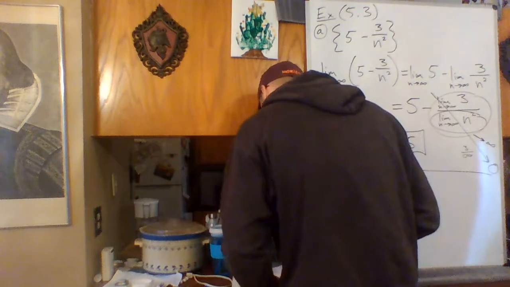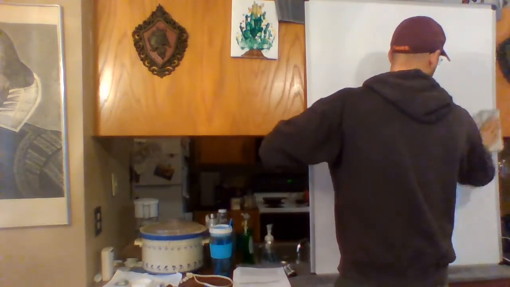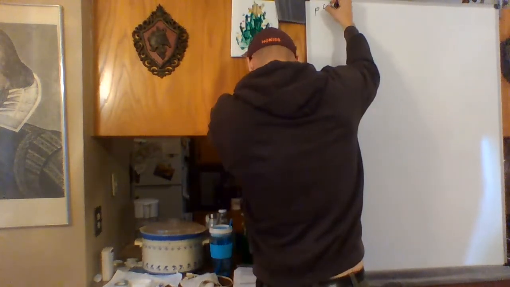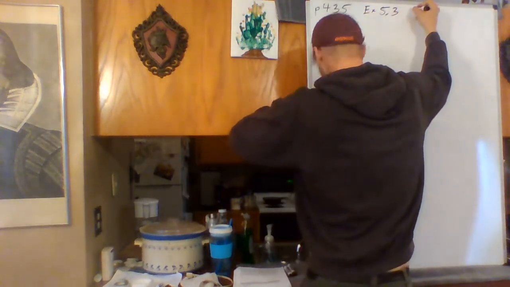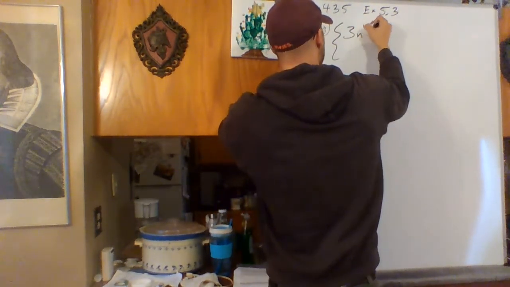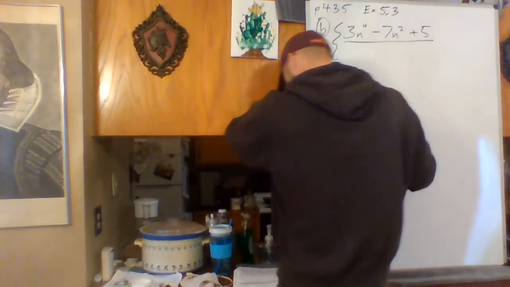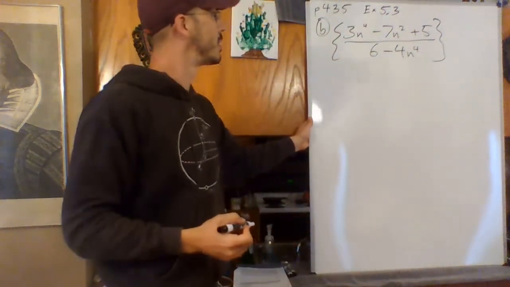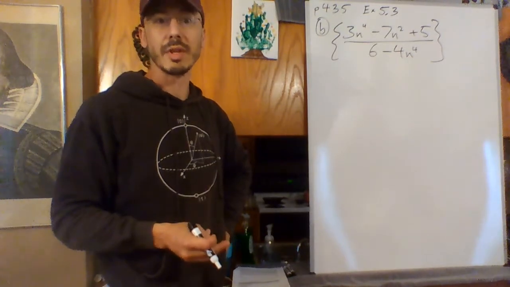Part B is large, so I'm going to need space. So again, this is page 435, example 5.3, part B. In this one, we've got the sequence defined by 3n to the 4th minus 7n squared plus 5 over 6 minus 4n to the 4th. It looks at first glance like we're going to have to factor, but I don't think that's really what this problem's about.